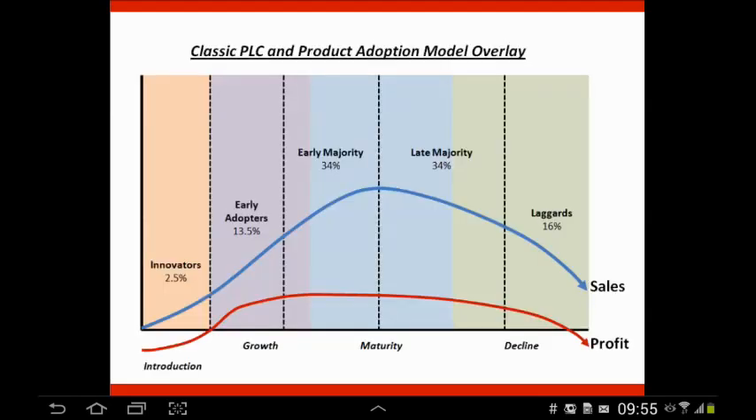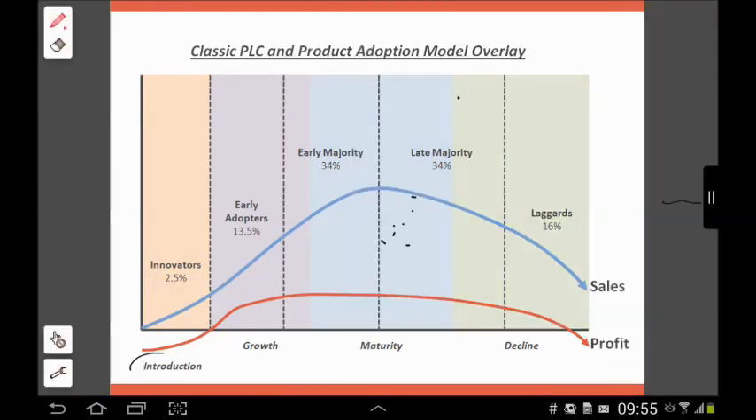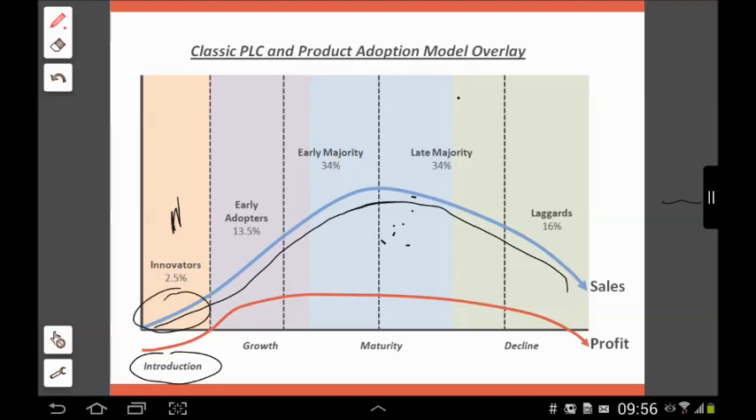Right? And here's a good example of how this looks on a graph. You can see the combination of the product life cycle and the product adoption model together. So let's have a look here. So you can see over here we have the PLC, right? And over here we can see the innovators. They're the ones that get it at the beginning when the product is launched. They get the product right in the introduction phase. And I would say that the early adopters are also part of the introduction phase, to be honest with you. But I guess also part of the growth phase.